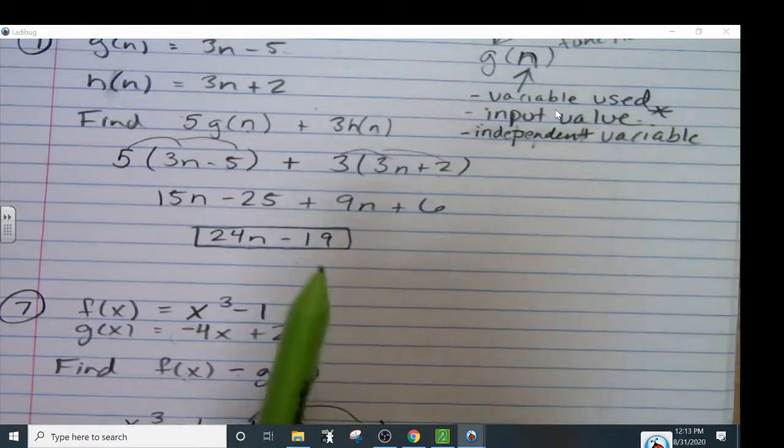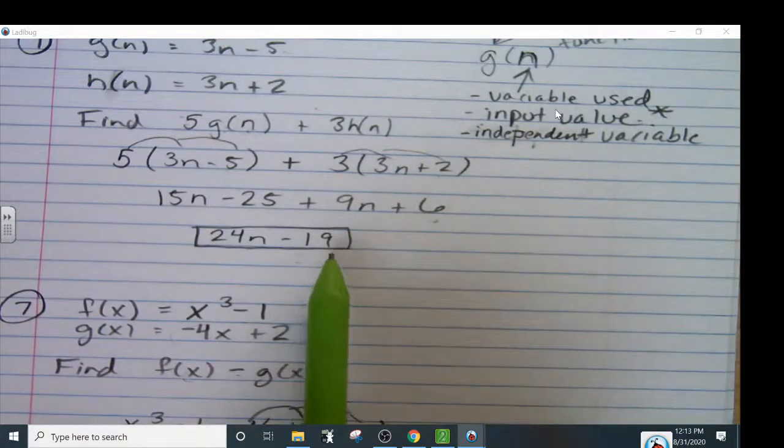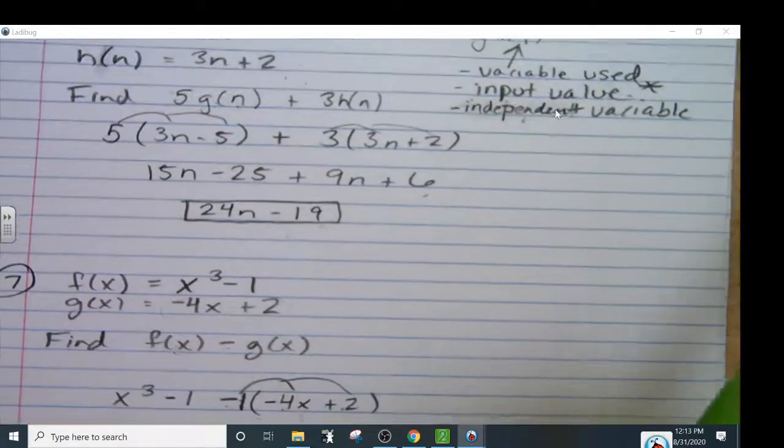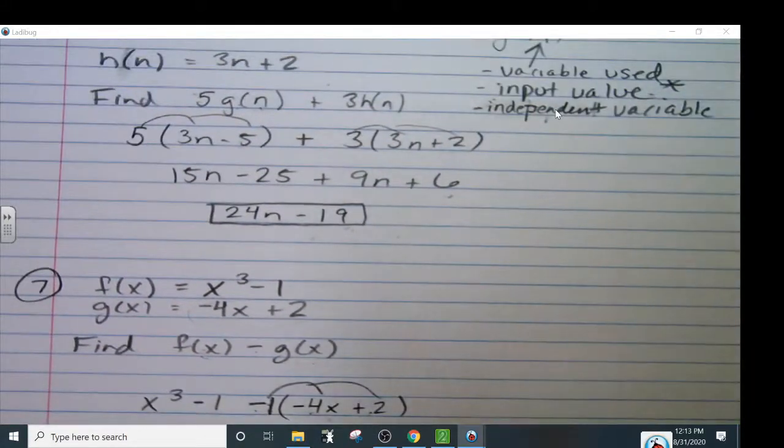The negative 25 plus 6 gave me negative 19. Yep. All right. 10 and 12.